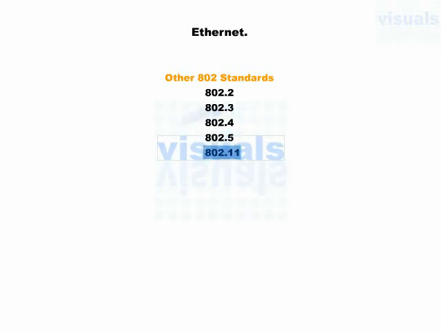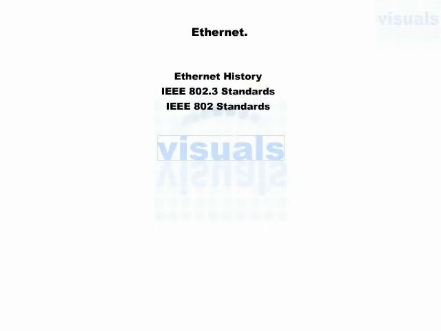Final point, 802.11. It provides standards for WLAN. We will discuss this standard in detail under WLAN section in the series. Well, our focus of discussion will be 802.3 and 802.11. We have discussed 802.3. We will discuss 802.11 standard later in the series. 802.11 deals with WLAN.